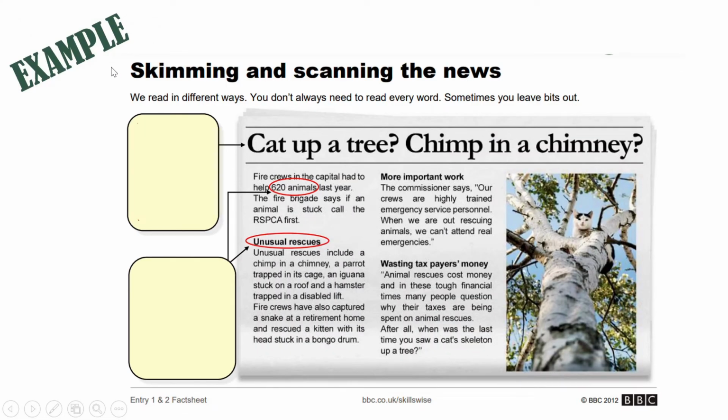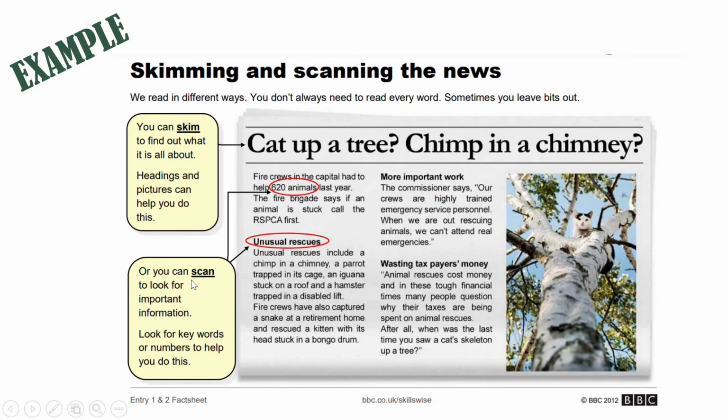Now look at the example. Skimming and scanning the news. You can skim to find out what it is all about. Here, the heading and picture can help you to get the main idea of the text. And you can also scan the text to look for important information. For example, the keywords and the numbers. That is to find the specific information.